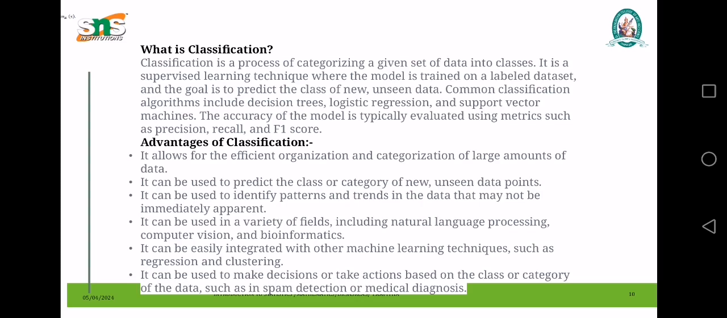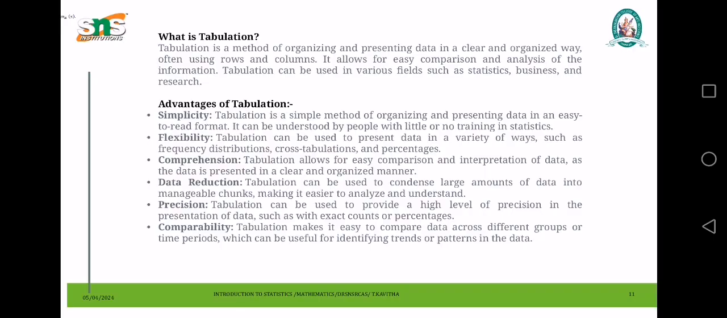What is classification? Classification is a process of categorizing a given set of data into classes. It is a supervised learning technique where the model is trained on a labeled data set and the goal is to predict the class of new unseen data. Common classification algorithms include decision tree, logistic regression, and support vector machines. The accuracy of the model is typically evaluated using metrics such as precision, recall, and F score.